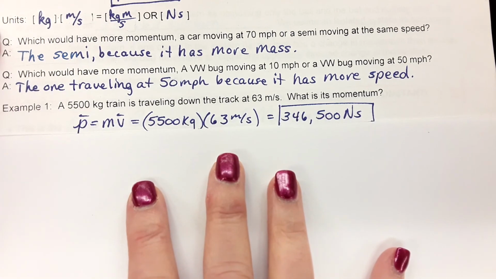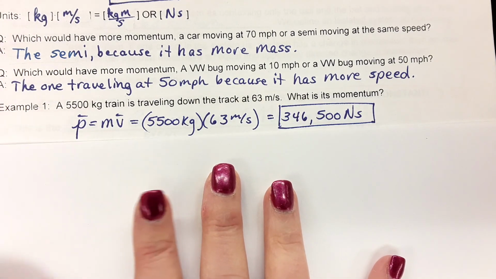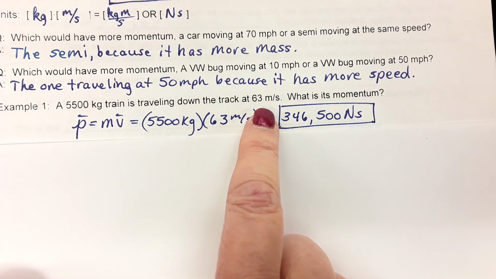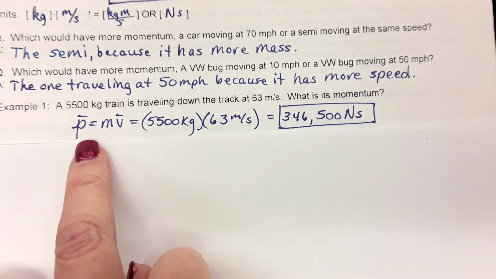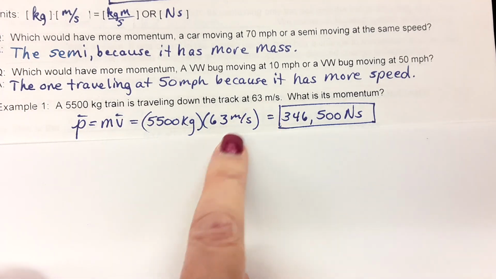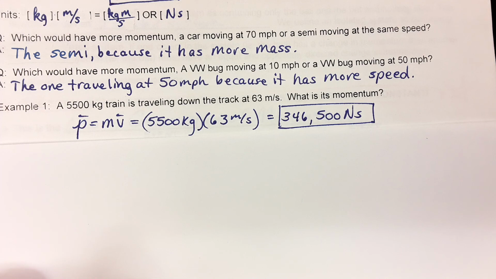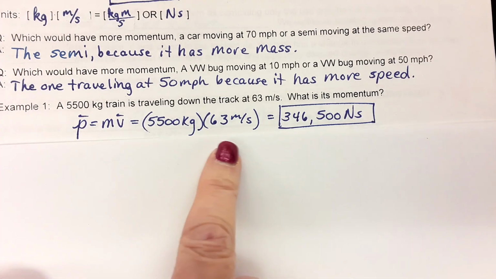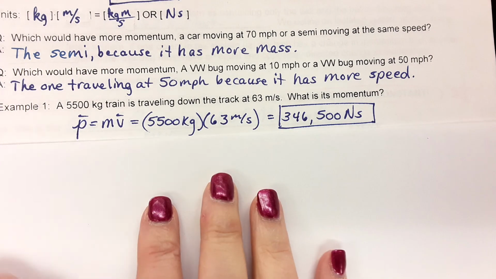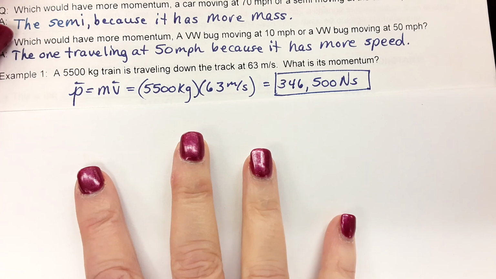Now look at this example. We have a train that's traveling down the track at 63 meters per second. What is its momentum? So we're going to use the formula, chuck in the mass, chuck in the speed, and we get 346,500 Newton seconds. And the direction of that momentum would be the same as the velocity. We would assume it's the positive direction in this case.